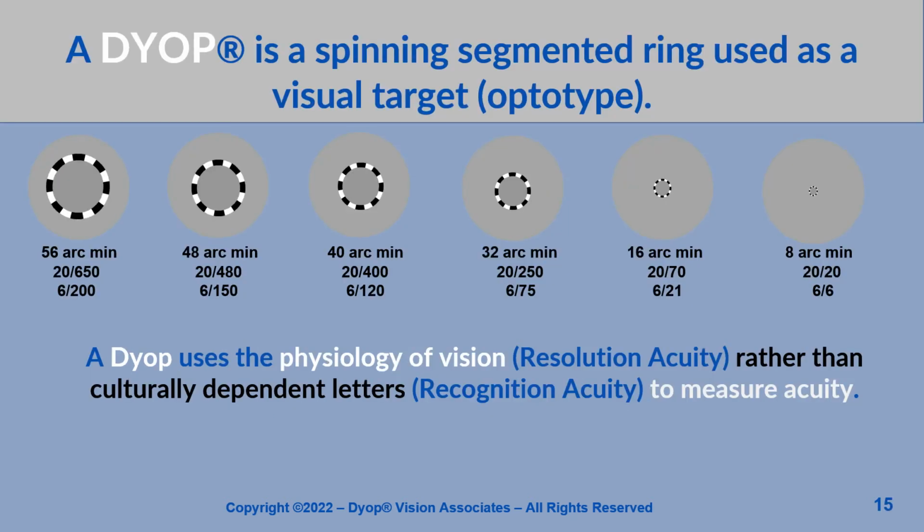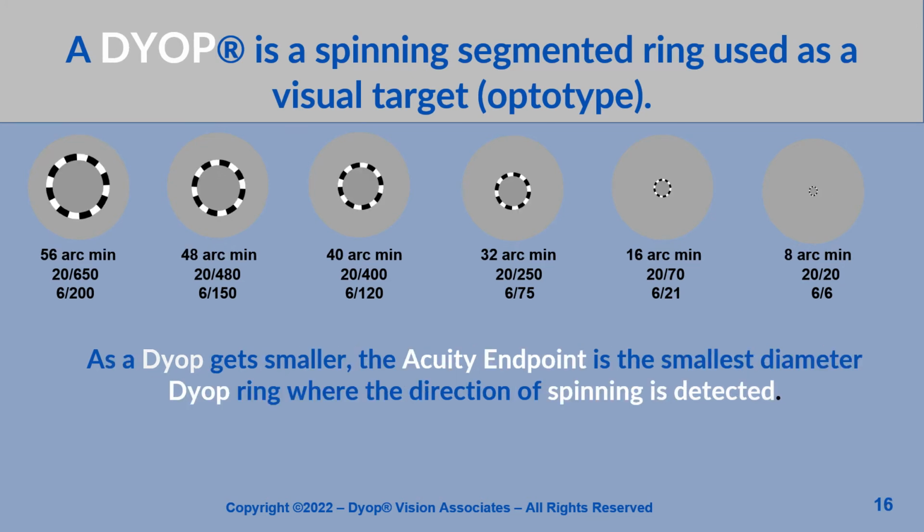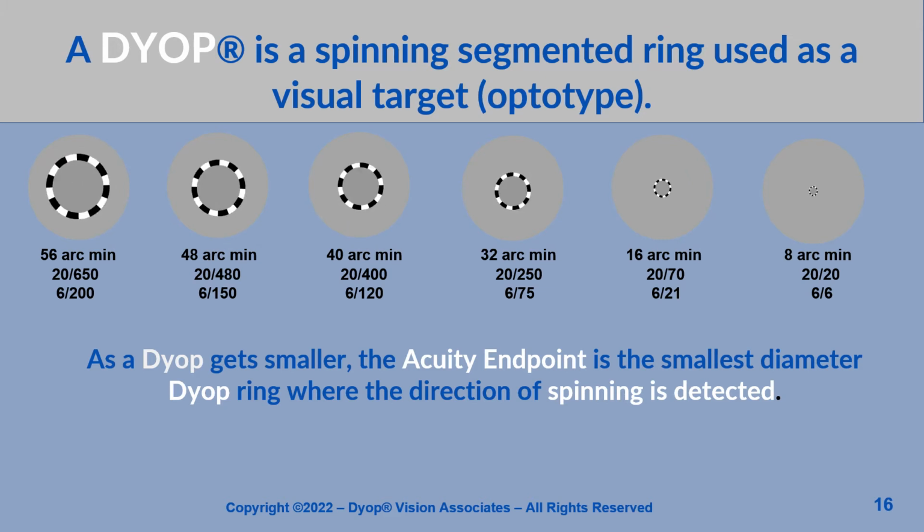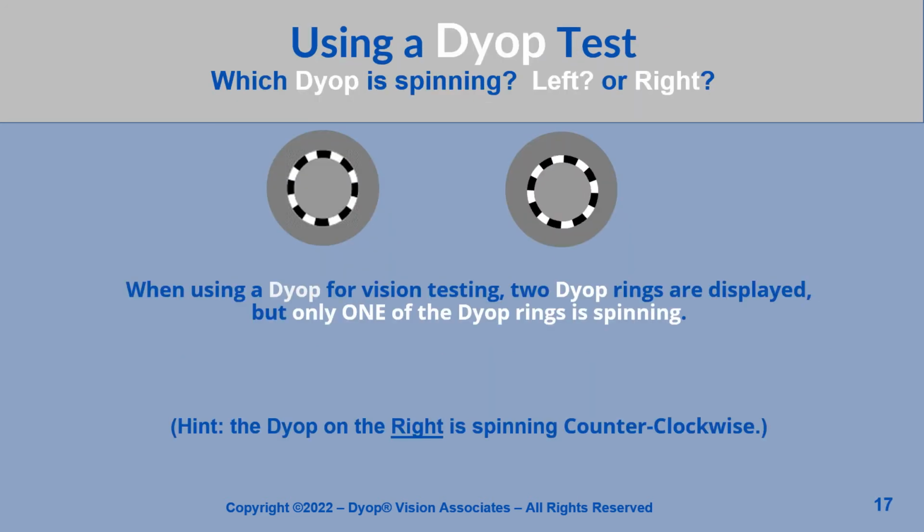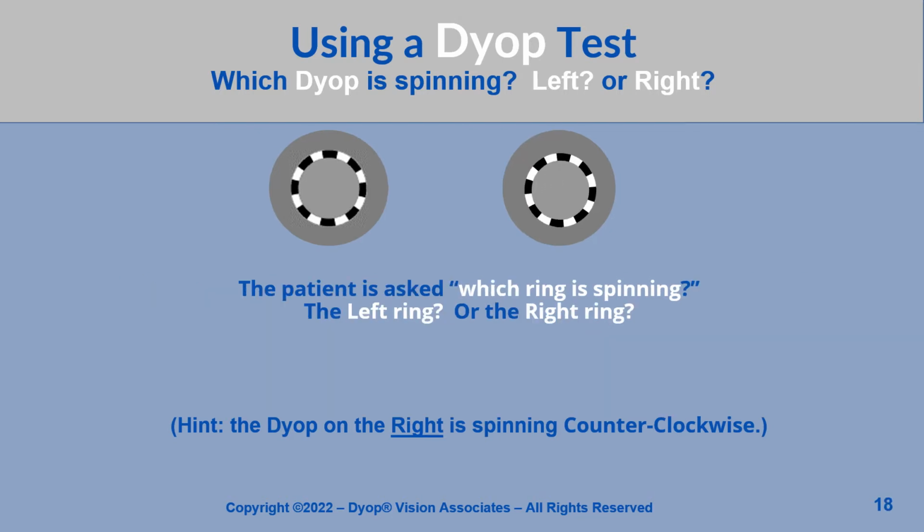A diop is a spinning segmented ring used as a visual target. A diop uses the physiology of vision rather than culturally dependent letters to measure acuity. As the diop gets smaller, the acuity endpoint is the smallest diop ring where the direction of spinning is detected. When using a diop for vision testing, 2 diop rings are displayed, but only one of the diop rings is spinning. The patient is asked which ring is spinning, the left ring or the right ring.